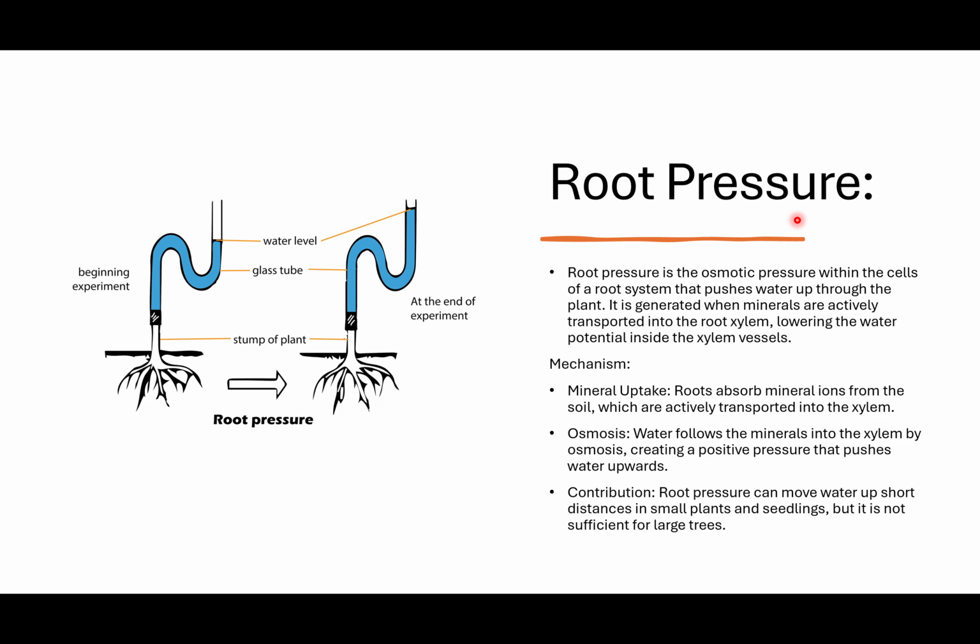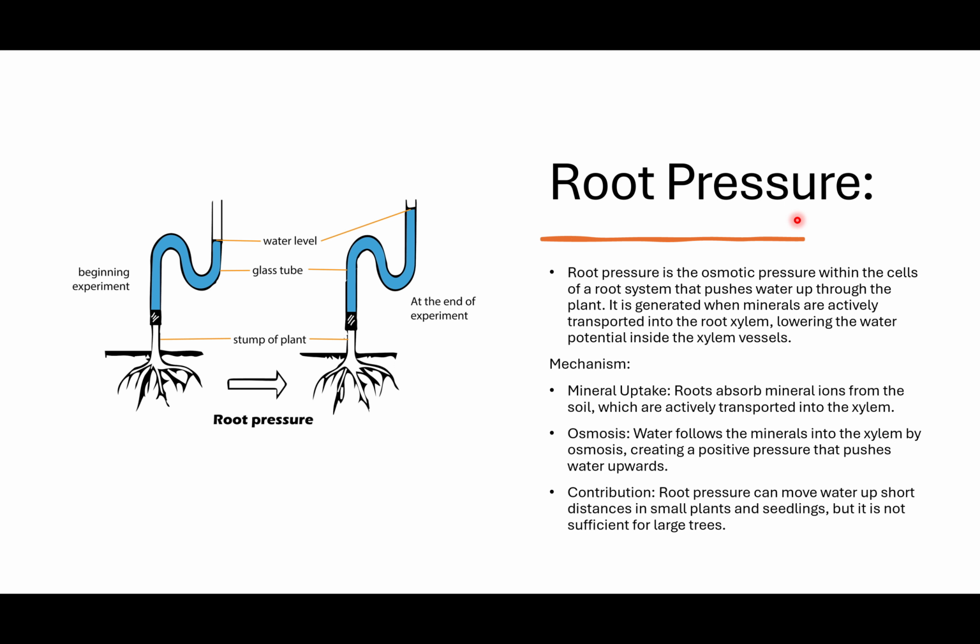So the mechanism specifically: we have mineral uptake. The roots absorb mineral ions from the soil, which are actively transported, active transport through those proteins, into the xylem. And osmosis now allows for water to flow. It follows the minerals into the xylem via osmosis, creating this positive pressure that pushes water upwards.